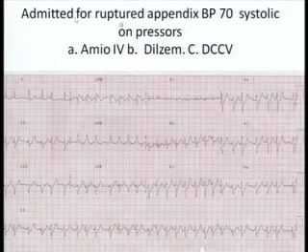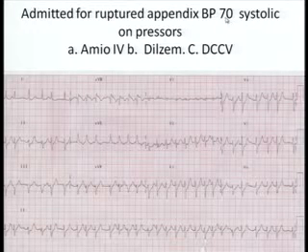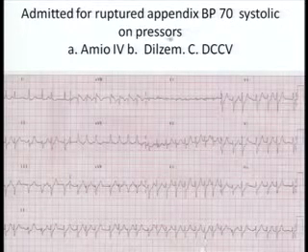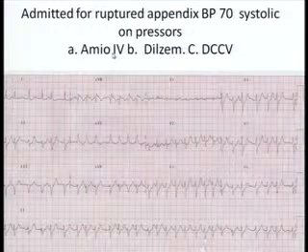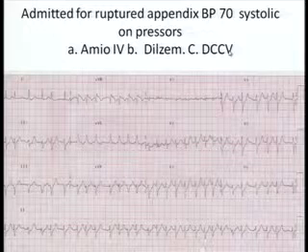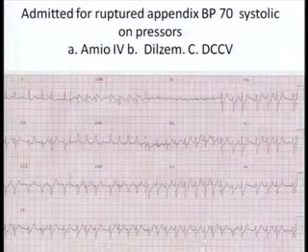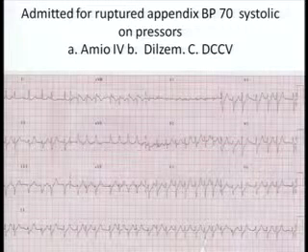What is this? This patient is admitted for ruptured appendicitis, blood pressure is 70 systolic, on dopamine and norepinephrine. Would you give him IV amiodarone? Would you give IV diltiazem or direct current cardioversion? This is a surgical emergency.